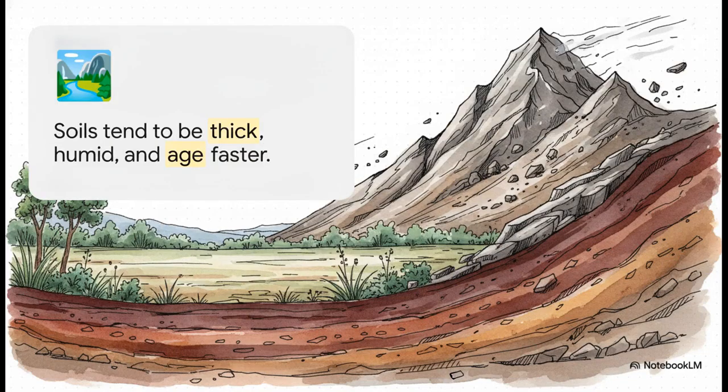The next passive factor is relief, or topography. This can radically hasten or delay the work of those active climatic forces. On gentle, flat topography, soils tend to be thick, they retain a more humid internal climate, and they actually age faster because the materials stay put and weather in place. But on steep slopes, accelerated erosion strips the surface material away before it ever has time to mature. The result is that soils on steep inclines remain perpetually shallow, stony, and weakly developed.